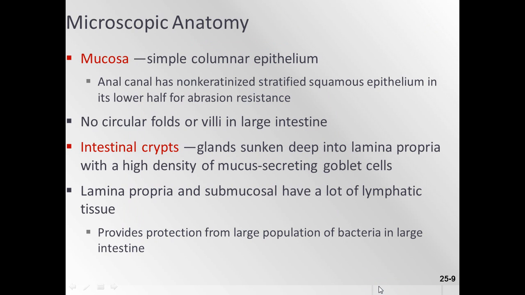Alright, so in terms of the microscopic anatomy, the mucosa of the large intestine has a simple columnar epithelium in all regions except the lower half of the anal canal, where it has keratinized stratified squamous epithelium. Now there are no circular folds or villi in the large intestine, but there are intestinal crypts. These crypts are deeper than in the small intestine and have a greater density of goblet cells for increased mucus secretion. The lamina propria and the submucosa have an abundance of lymphatic tissue, and they provide protection from the large population of bacteria in the large intestine.